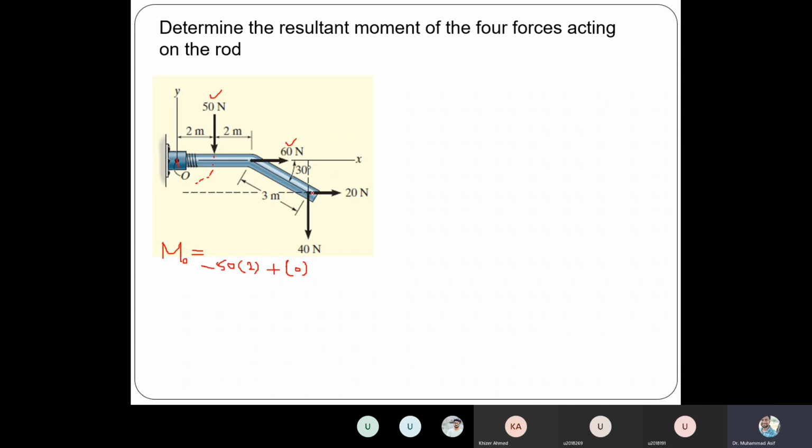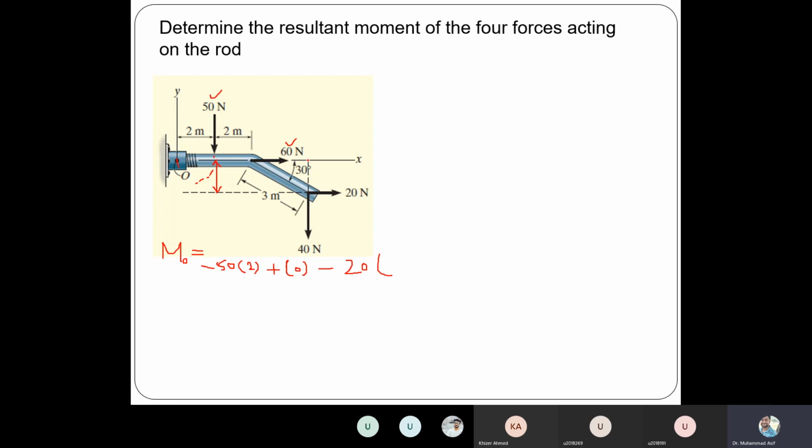And then we have the 20 Newton force, and this is the perpendicular distance for the 20 Newton. If the length is 3 meter, then the perpendicular distance is 3 cos 30. Because of that, again the direction of rotation is clockwise. So because of the 20, the moment will be negative in the clockwise direction.